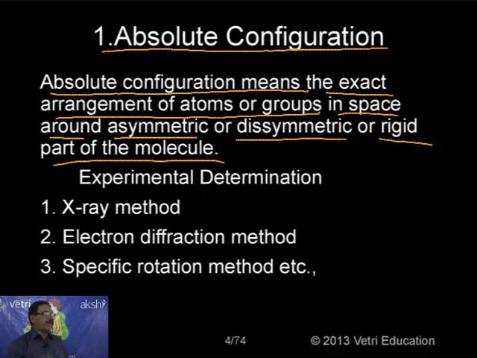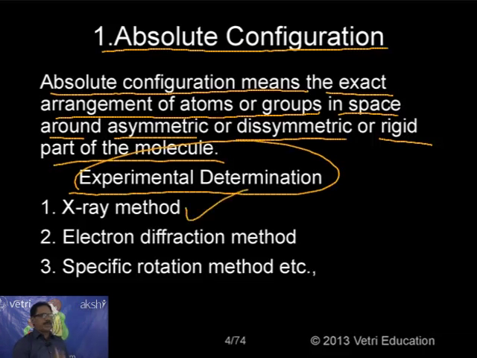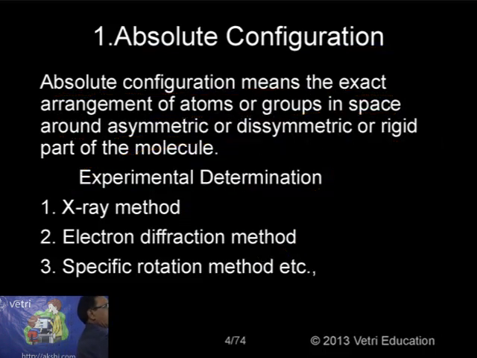This absolute configuration can be determined experimentally. A number of methods are available: the X-ray method, the electron diffraction method, the specific rotation method, etc. The most important among them is the X-ray method. By allowing a crystal to form and using X-rays, we can measure the bond angle, then everything we can fix. This is the most important, it's called Bragg's equation, you will be studying again under the solid state. So, absolute configuration can be determined with the help of the X-ray method. That is the most important.